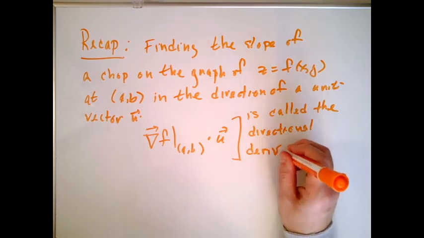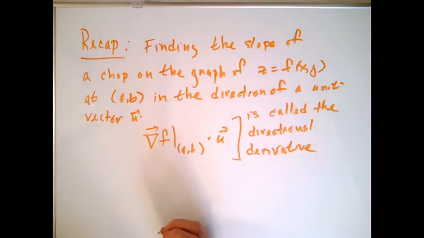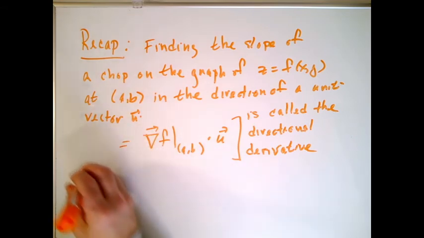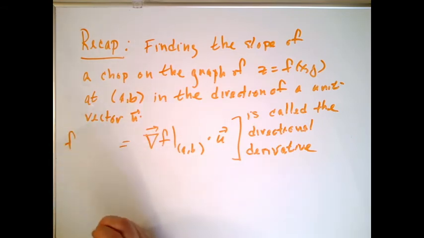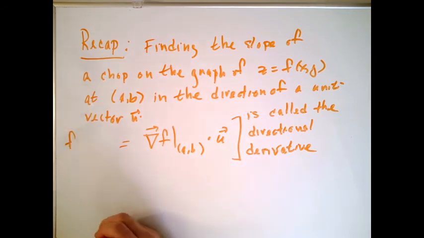I can be more precise about that, but I'm not going to bother right now because it really doesn't matter. It does have notation. Now, this is the notation for calculating it. We know that the notation for the partial derivative with respect to x is fx. We know that the notation for the partial derivative with respect to y is fy.